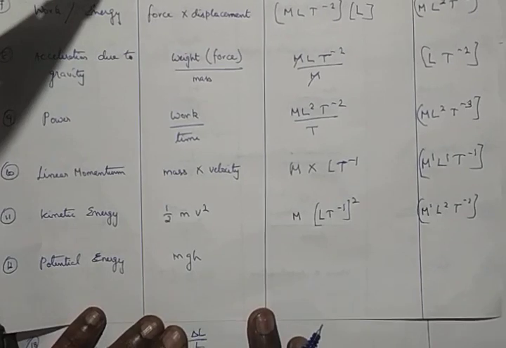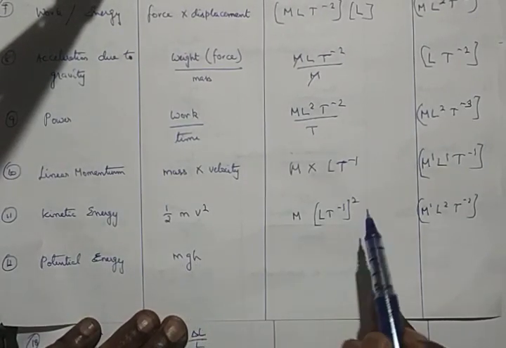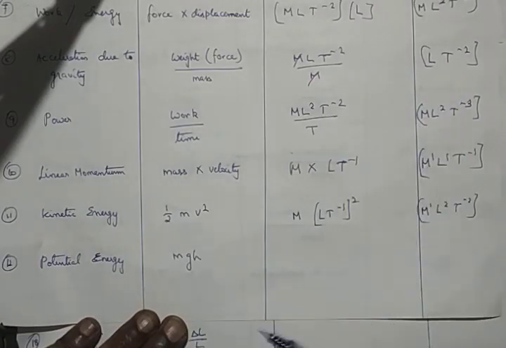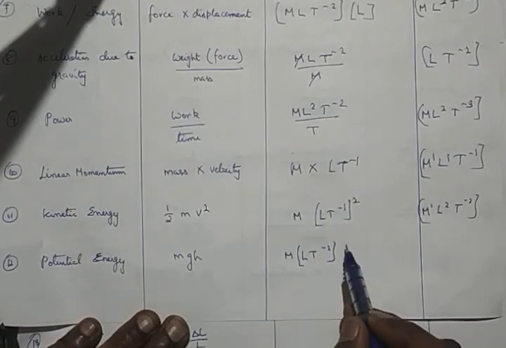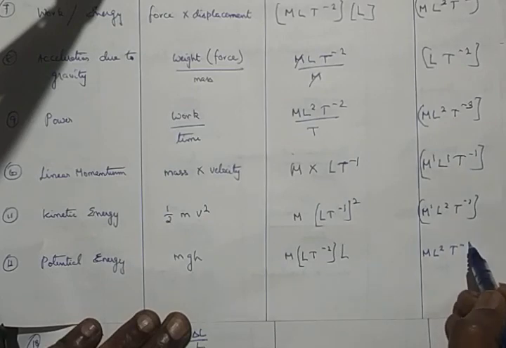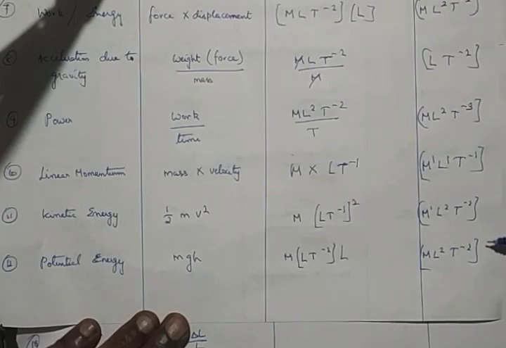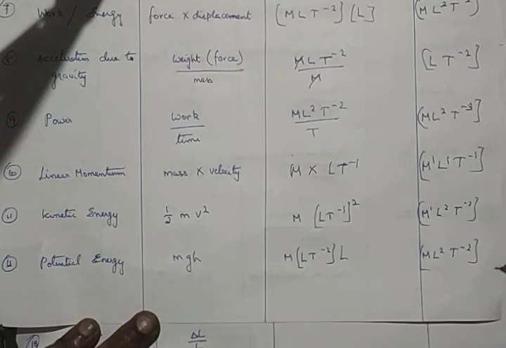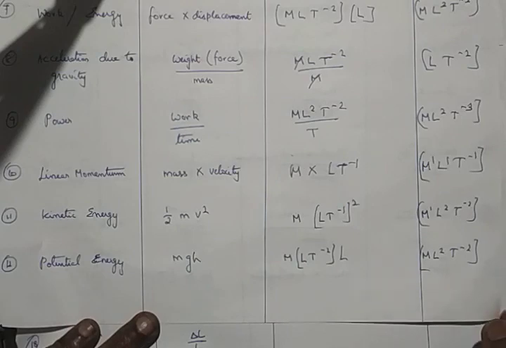The next one is potential energy, MGH. We already know this one. Mass into acceleration due to gravity into height. Acceleration due to gravity, we already saw this one. So M LT minus 2 into L. So finally putting together, you get here ML2 T minus 2. Each and every dimension formula is very, very important. You should know these dimension formulas. Maybe if you want to memorize it, it is okay. But basically, if you know these formulas, you can easily derive this one.